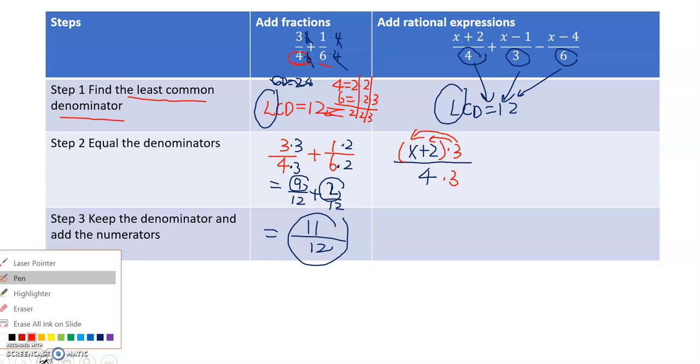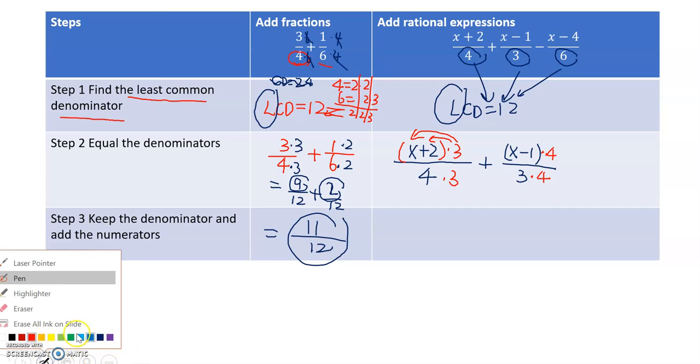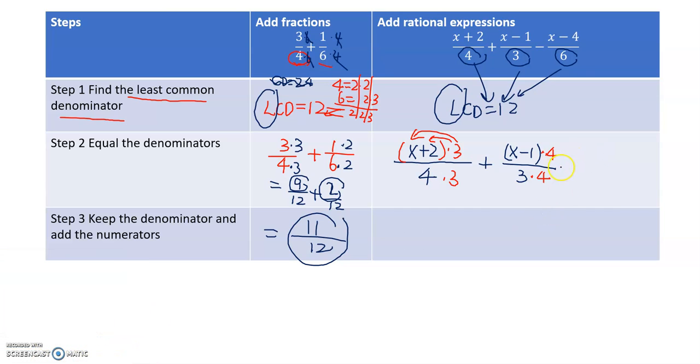Similarly, for the second fraction, the rational expression, we multiply both top and bottom by 4 in order to get 12. Again, I use parentheses for x minus 1 to remind myself that I have to multiply both terms in the numerator by 4.